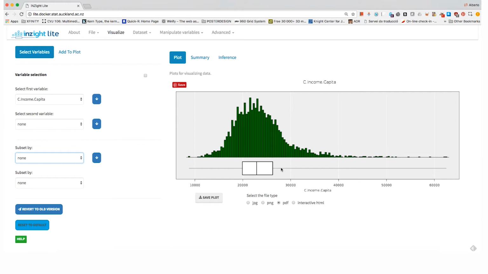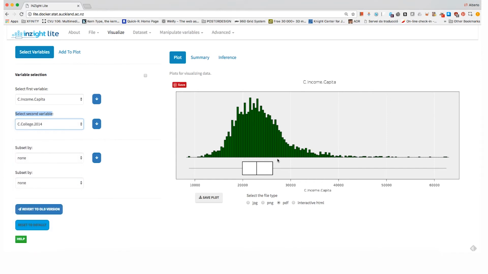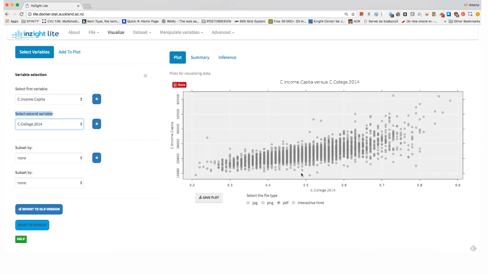Now, sometimes you're interested in exploring the relationships between variables. So for instance, my guess is that there is going to be an interesting relationship between income per capita per county and percentage of people who have college degrees. My prediction will be that the higher the percentage of people who have college degrees, the higher the income per capita would be, county by county. So let's test that. I'm going to go to select second variable over here, open this up and select here college 2014. And this will generate a scatter plot, right?